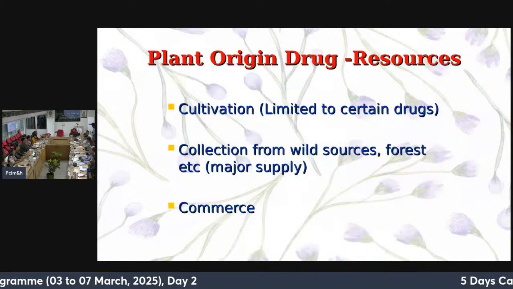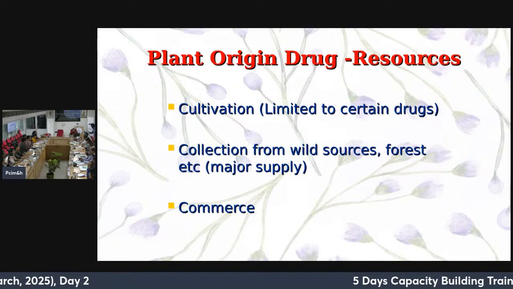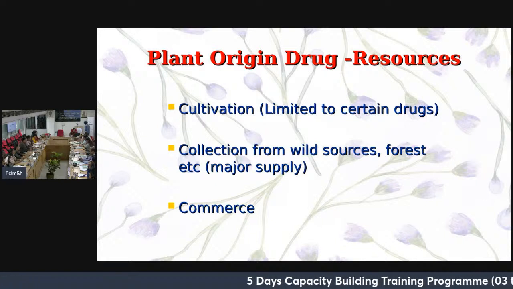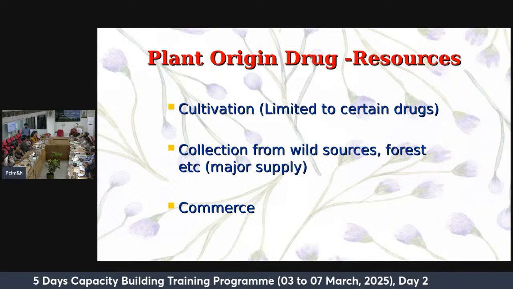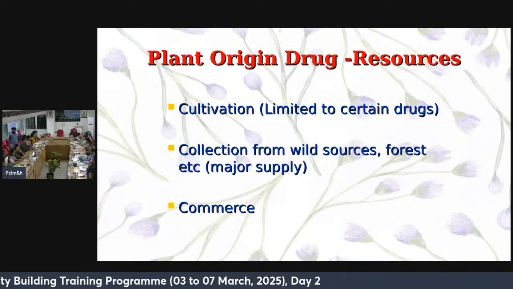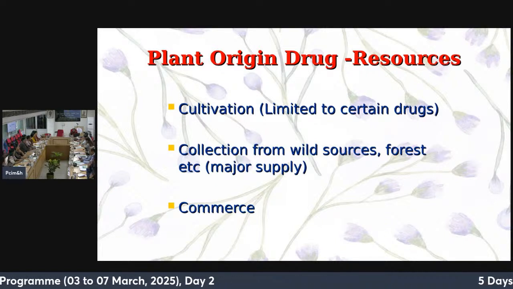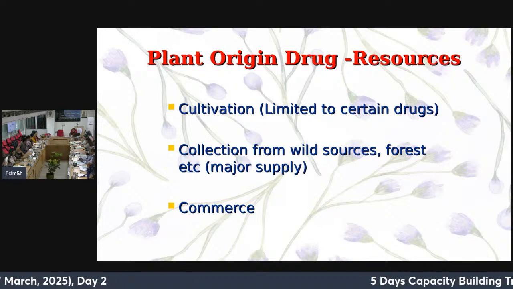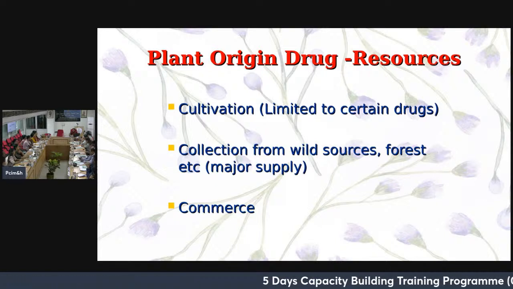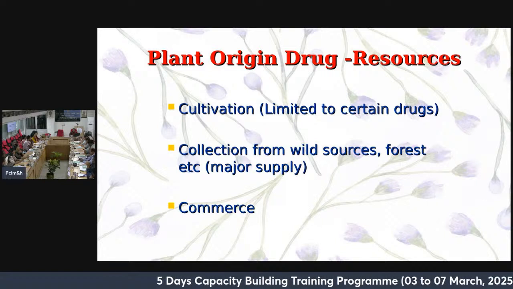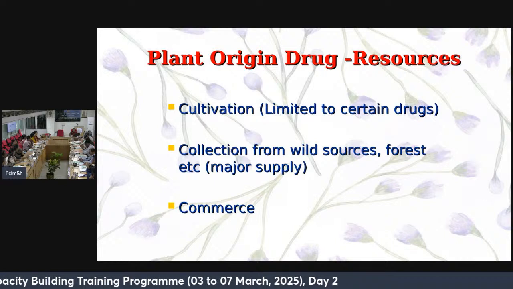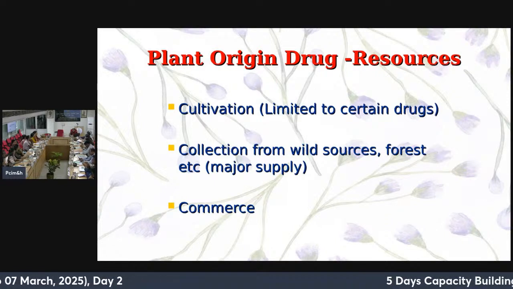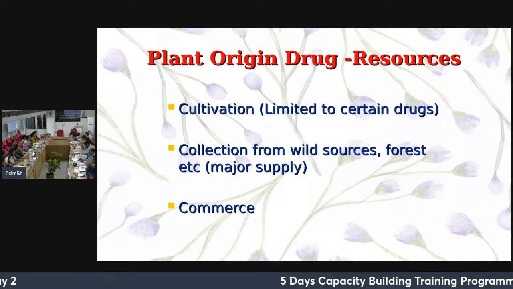Now, the origin of the raw drug has basically three sources. One is cultivation, which we can grow ourselves. The second is collection from wild sources, the forest. It's the major source of any kind of raw material. And the third one is commerce, the market, where different states have open markets. We mostly depend on the wild sources and commerce, the raw drug market.